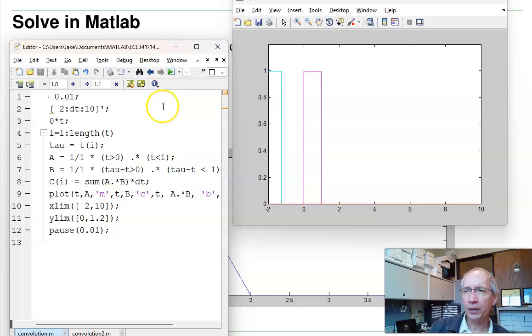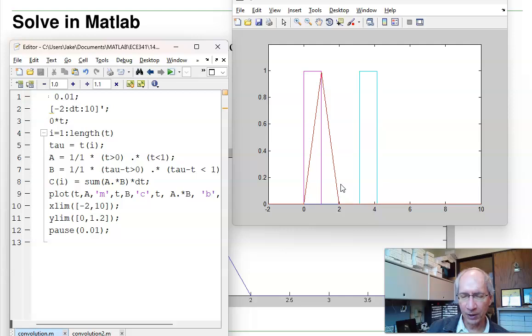Again, here's the hard way to do it. Here's the convolution, so you see what's happening. I sweep B to the right, multiply the two together, take the area under the curve. The red line is the answer. That's the convolution. That's the long, painful way to do it.